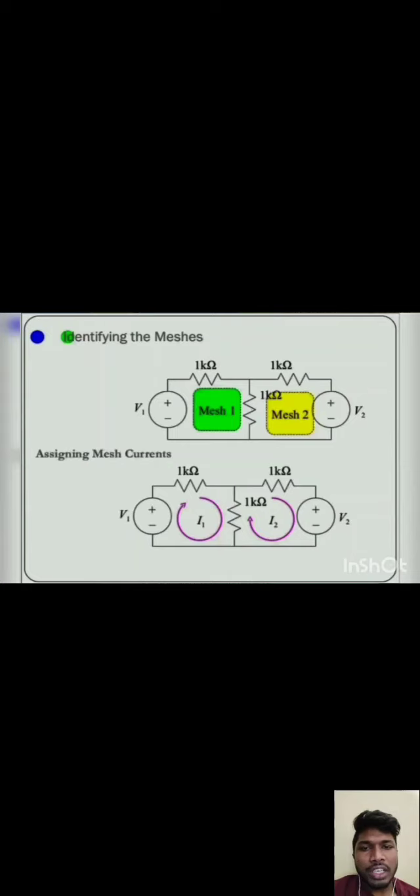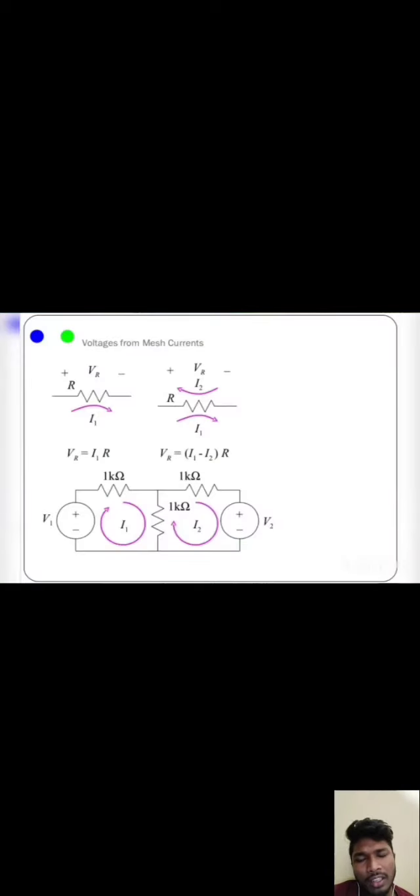Identify the meshes in the given circuit, mesh 1 and mesh 2, and assign mesh currents. Thus mesh 1 has current I1 and mesh 2 has current I2. They are the currents of these meshes, and we need to find the voltages of these meshes, V1 and V2. The resultant voltage VR is equal to I1 R, that is, VR is equal to (I1 minus I2) R. This is the combined voltage of mesh 1 and mesh 2.